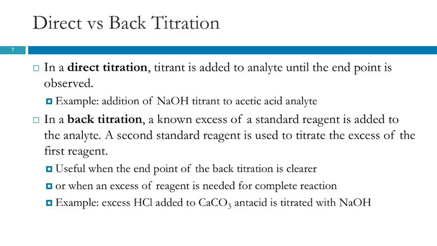So there are two main types of titration, a direct titration and a back titration. The direct titration is like the regular kind. You take your titrant and you're adding it to the analyte until you detect the endpoint. So this would be something like using sodium hydroxide to titrate acetic acid.